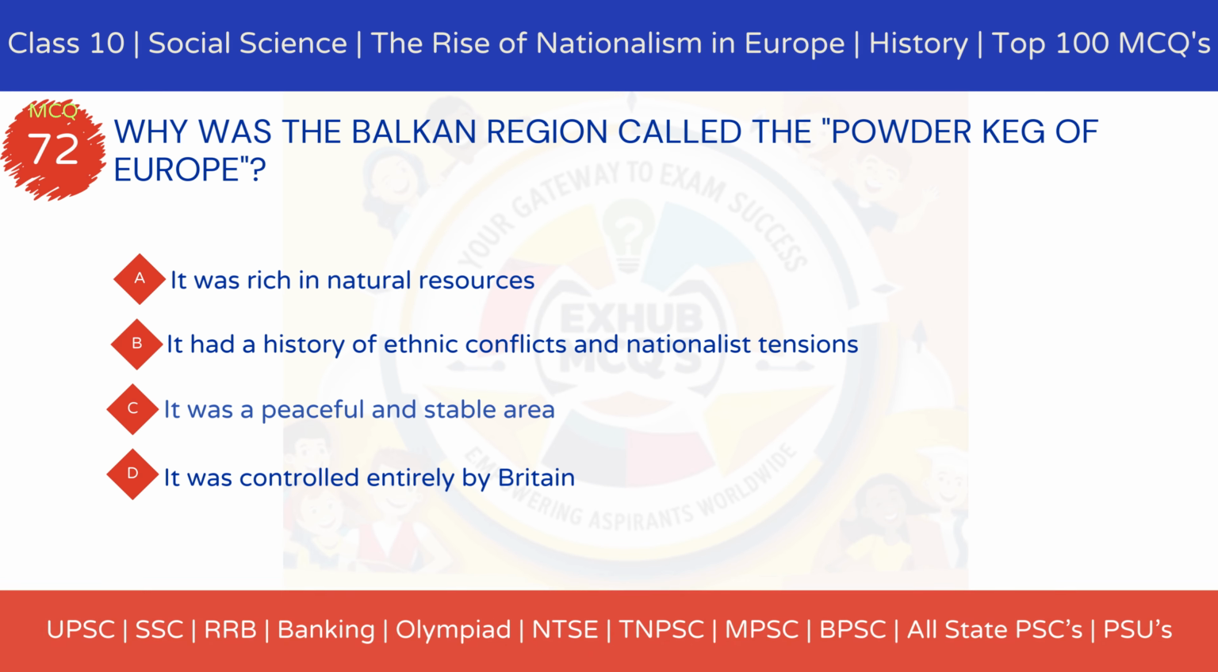MCQ 72. Why was the Balkan region called the powder keg of Europe? Option A. It was rich in natural resources. Option B. It had a history of ethnic conflicts and nationalist tensions. Option C. It was a peaceful and stable area. Option D. It was controlled entirely by Britain.